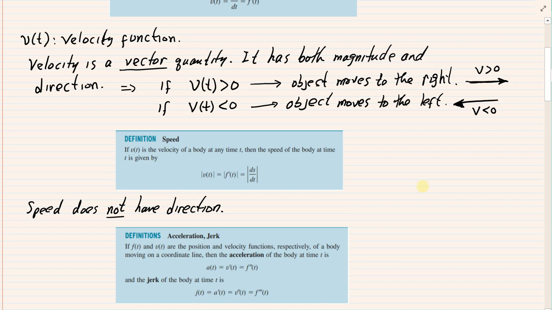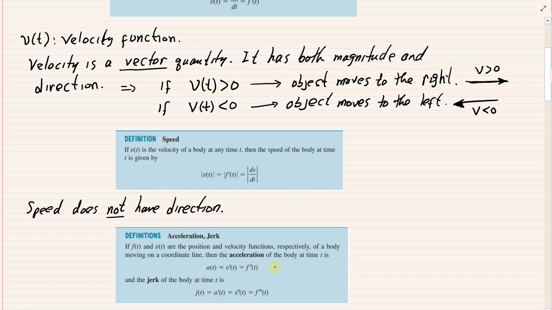Now, a(t), because it's the rate of change of velocity, that would be v'(t) for us. And because v itself is f'(t), we use the second derivative of the position function in order to come up with the acceleration with respect to time. So we can say a(t) is v'(t) or f''(t), the second derivative of the position function with respect to time, or the first derivative of velocity with respect to time.